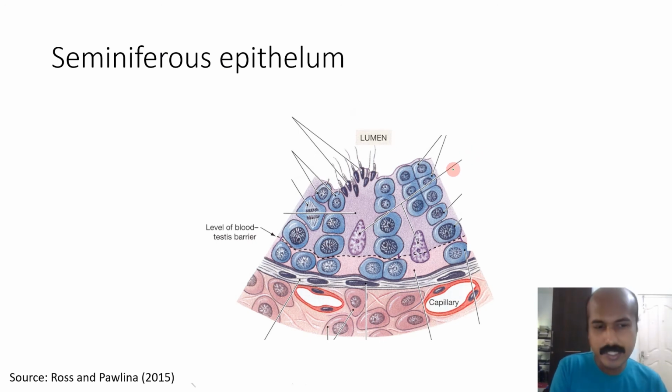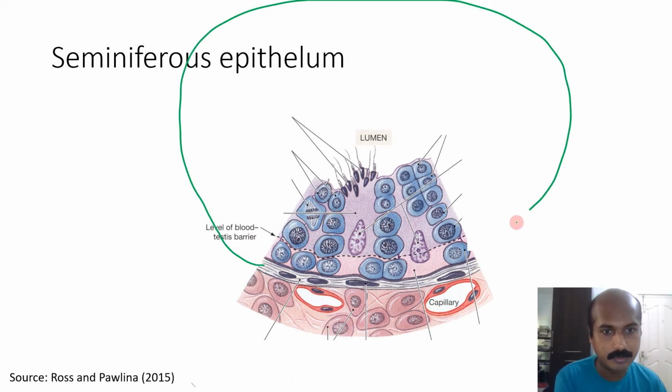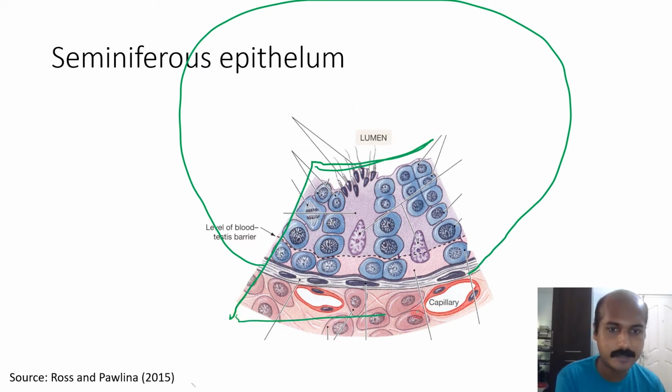Next, we are going into a little more detail of the seminiferous epithelium, basically to understand the environment there, especially to understand a couple of cells that are located in the seminiferous epithelium and nearby. Again, this is a section of the arc of the seminiferous epithelium. You should understand that this is the seminiferous tubule. We are seeing only this much arc of it.